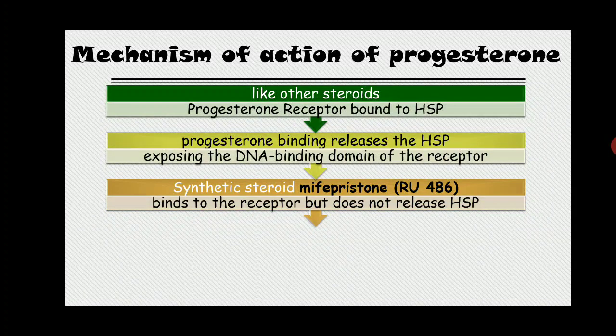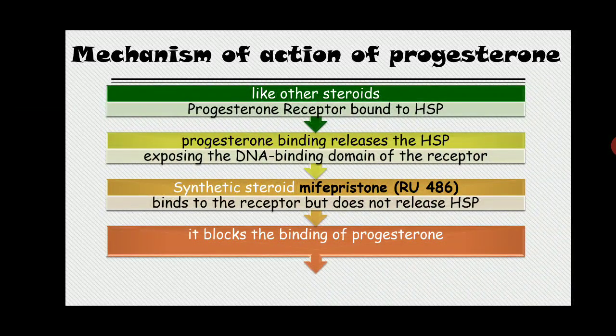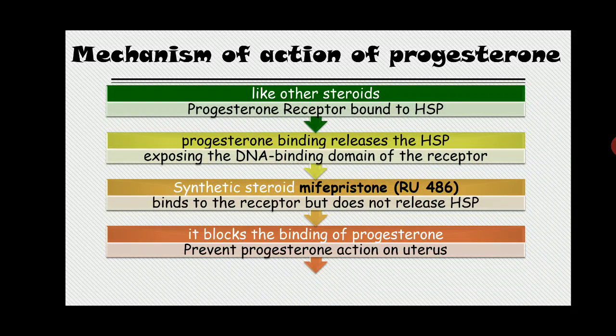It binds with the receptor but does not release the HSP. So by doing this, it will block the binding of progesterone and prevent the progesterone action over the uterus. Alright? There is a synthetic steroid named mifepristone. That mifepristone competitively binds with the steroid receptor, the progesterone receptor, and by binding to this progesterone receptor, it does not release the HSP, and by not releasing the HSP, it will block the progesterone receptor. So mifepristone basically prevents the effect of progesterone and prevents the progesterone action over the uterus.